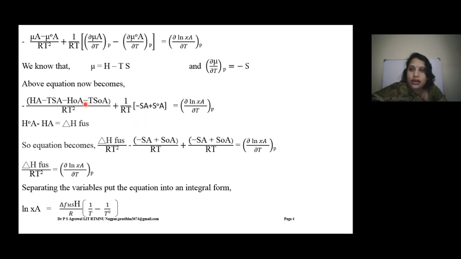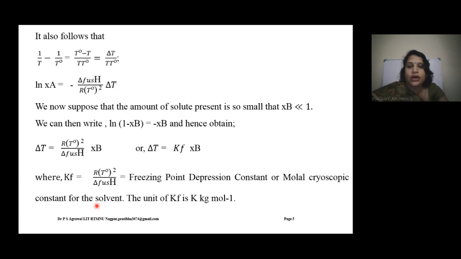Actually, the difference between these H is delta H of fusion. So the equation becomes like this. These two terms will be cancelled and the equation reduces to this one. So we will get the value of ln Xa as this. Now again it follows that 1 by T minus 1 by T0 we can write down like this. So putting the values, we are here. Now as the amount of solute present is very small, so xb is very much less than 1, we can write down this one. So delta T will be this one and we reach this conclusion.